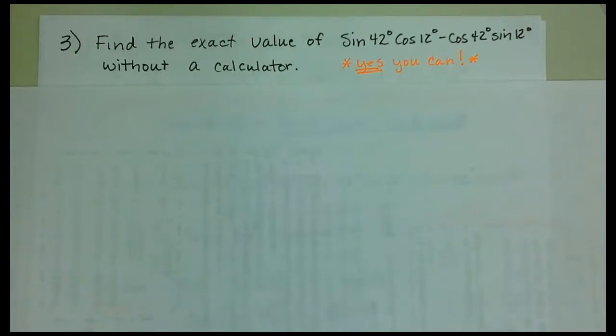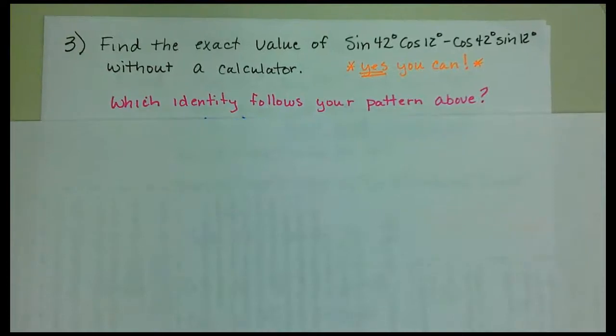So on 3, it says find the exact value of sine 42 degrees cosine 12 degrees minus cosine 42 degrees sine 12 degrees without a calculator. And yes, you can do this without a calculator, because you're going to use those rules. All right, so the first thing I want to ask myself is what identity follows the pattern.